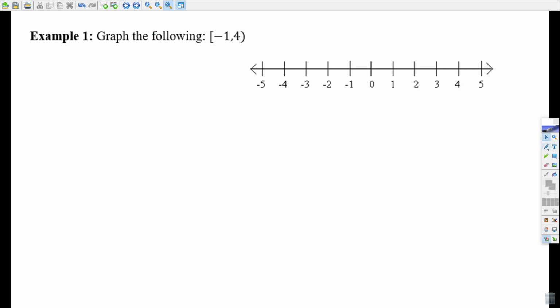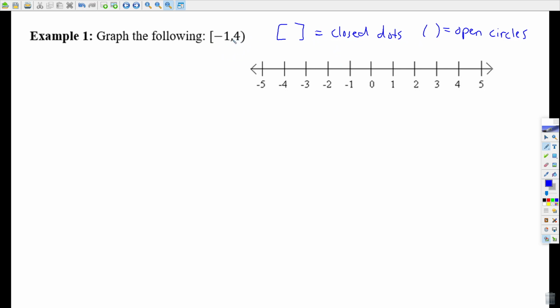Okay, graph the following. A bracket of -1, comma 4 with a parenthesis. So let's talk about what the brackets mean. When we see brackets, that equals closed dots. When we see parentheses, I call them open circles. It's pretty good to know when you look at this.